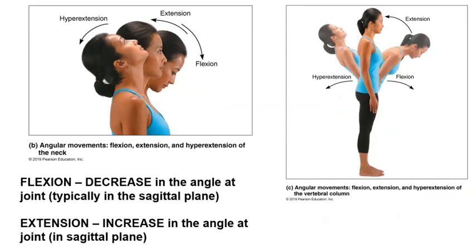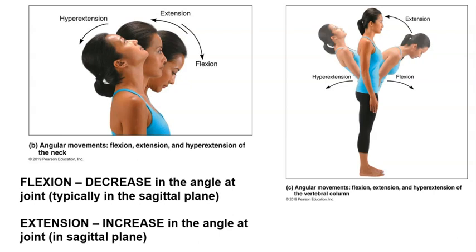Flexion and extension are movements that typically take place within the sagittal plane. So these are uniaxial movements. And they typically involve anterior or posterior movements of the neck, the trunk, or the limbs. Flexion is defined as a decrease in the angle at a joint, while extension is the opposite movement. It is defined as an increase in the angle at a particular joint.